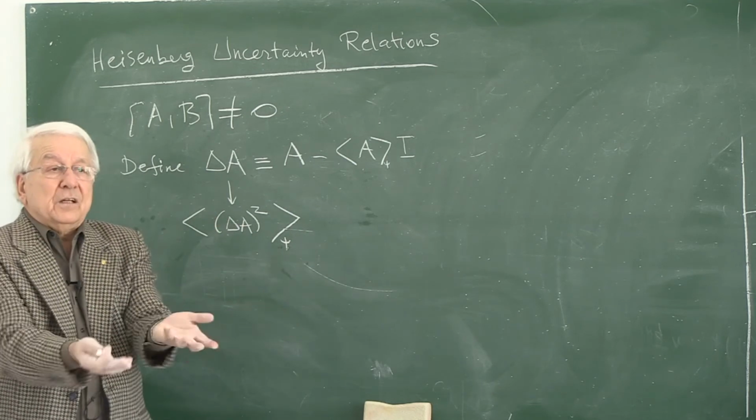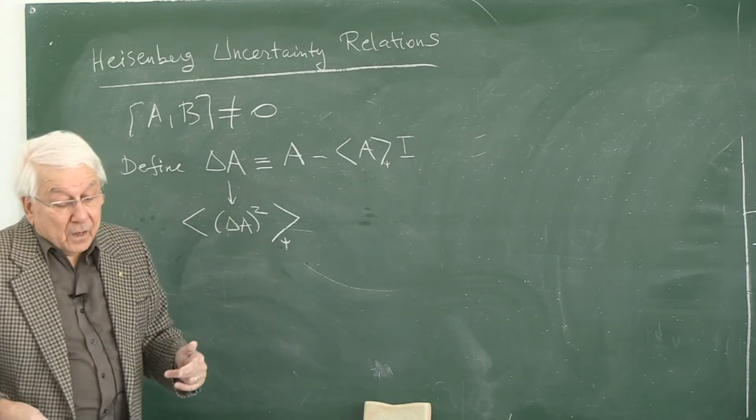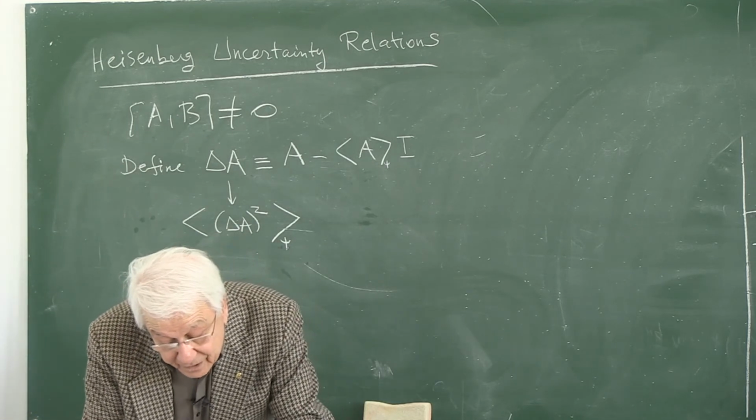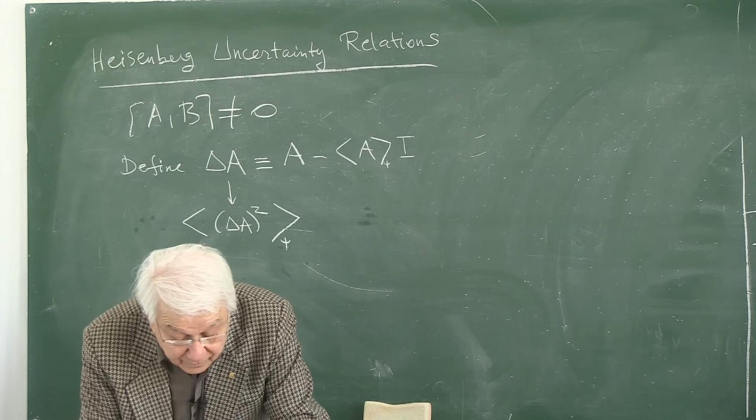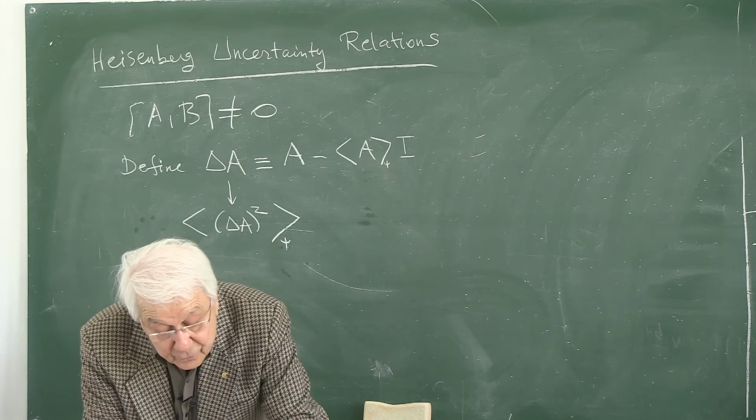You have a physical state, and then you have operators, etc. You define this. So this is defined in, let me give this a name. Well, following him, he gives the following name to it. He calls it the dispersion of A.